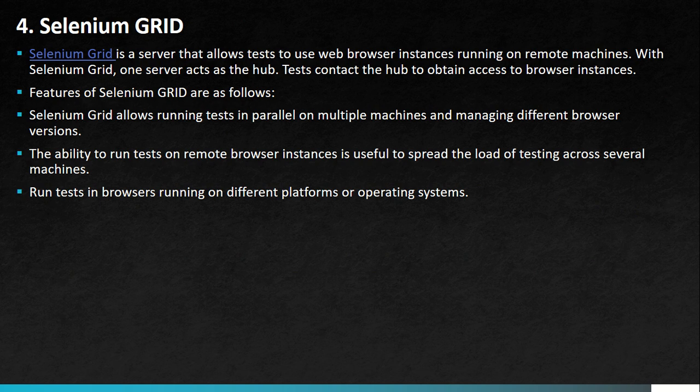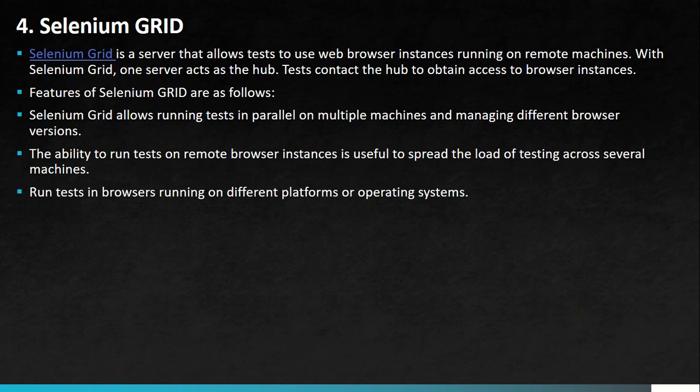Now the fourth is Selenium Grid. Grid is a server that allows tests to use web browser instances running on remote machines. It means that when we use Selenium Grid, we can divide our tests across different machines with different browsers, platforms, and operating systems. With the help of Selenium Grid, one server acts as a hub, and tests connect to the hub to obtain access to browser instances.